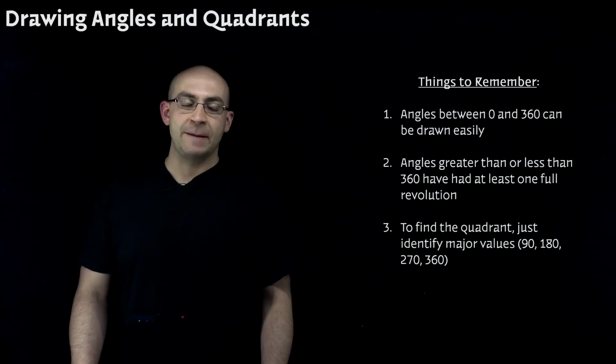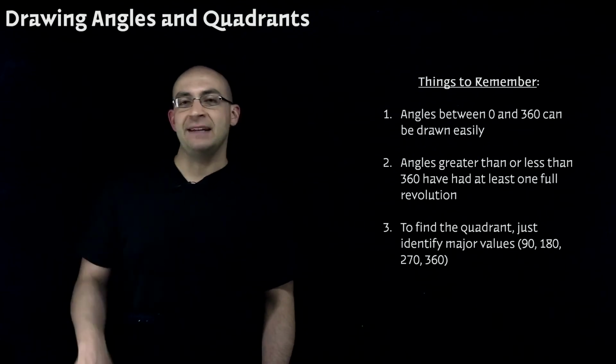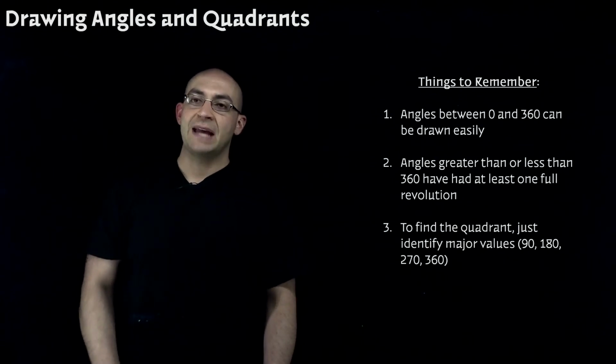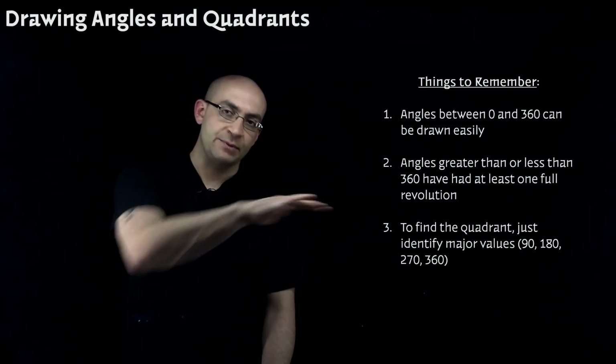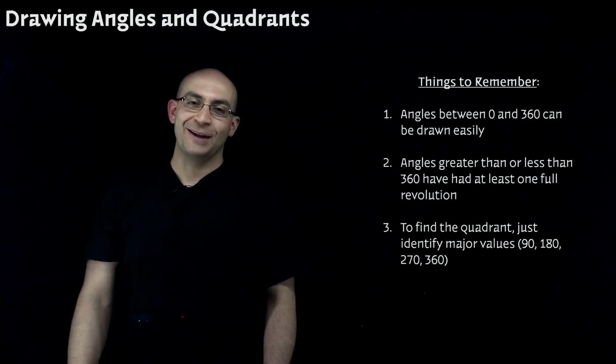And finally, number 3, it might be helpful to estimate these values from every right angle of the coordinate plane, where we have a 90-degree angle, 180, 270, and 360. If we think about it in terms of 90s, right angles, it might make our life a lot easier.